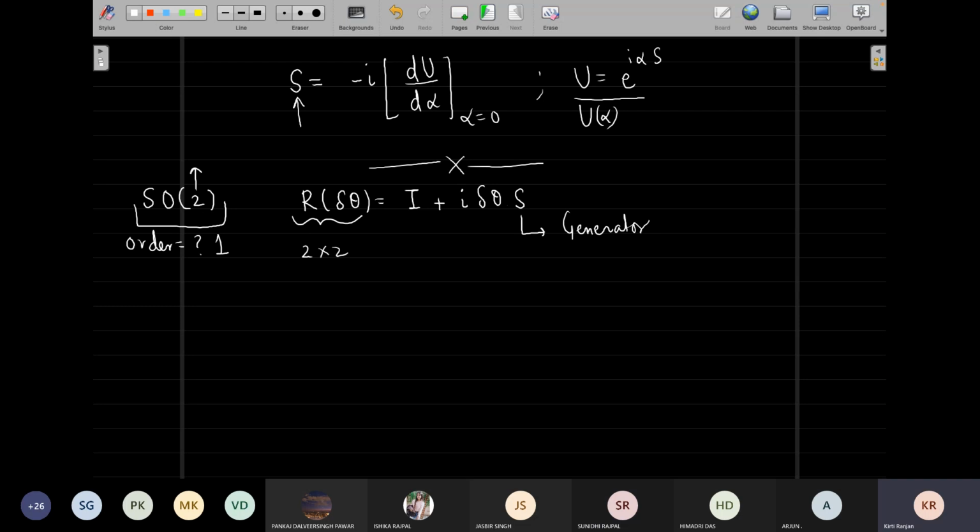So identity is a 2 cross 2 identity. Delta theta is just a number. I is of course root minus 1. So S will be what? A 2 cross 2 matrix. Yeah, this is what we are interested in figuring out. So what will be R theta?